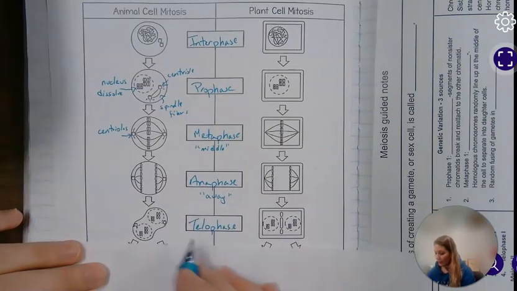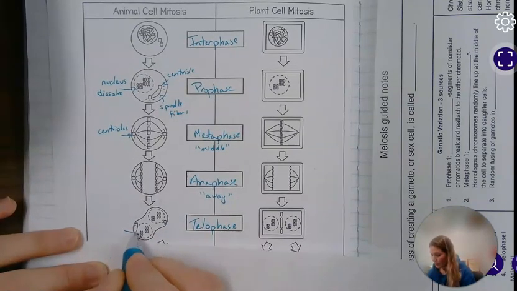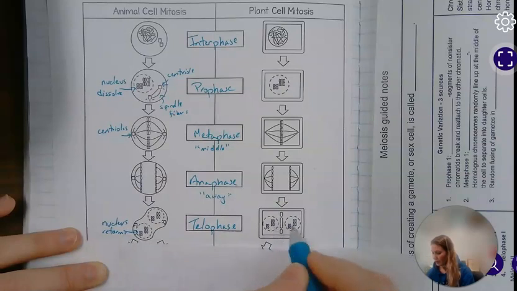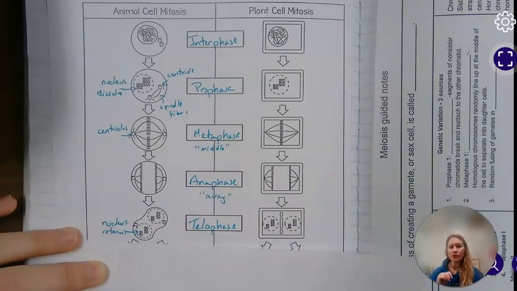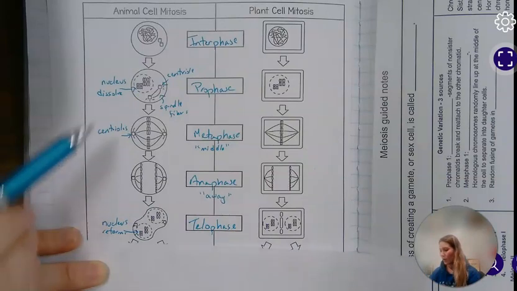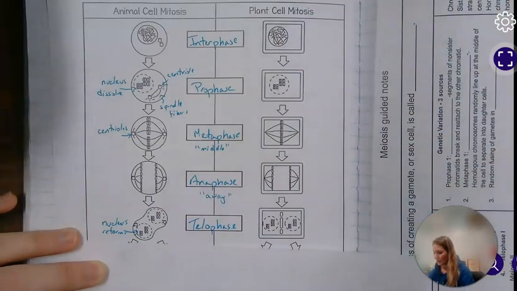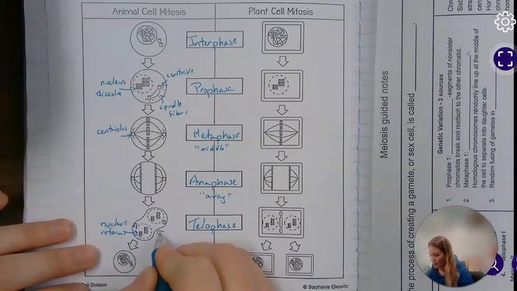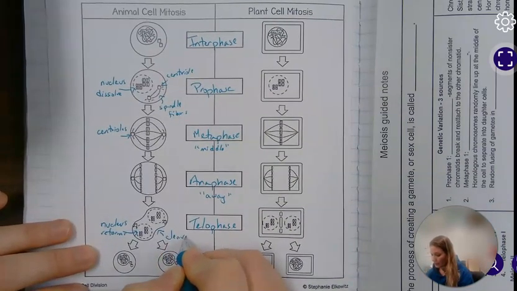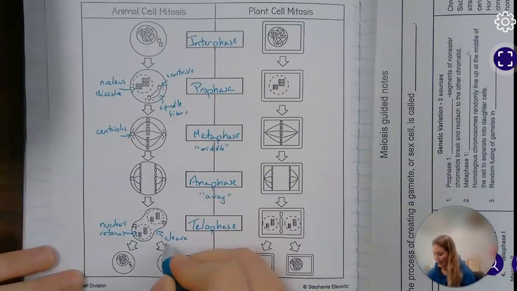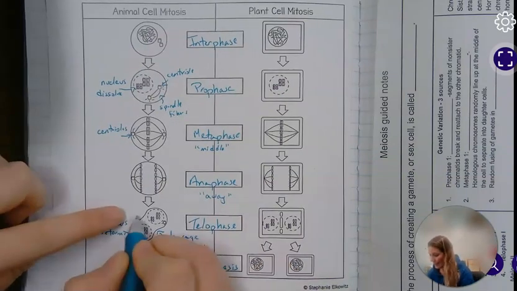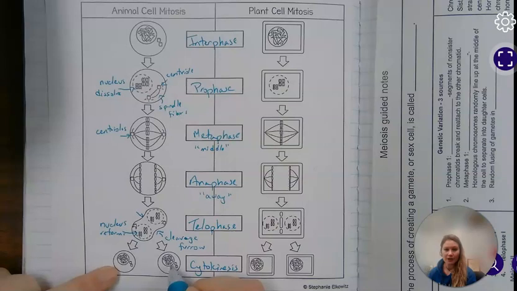And then telophase. This is when our nucleus will start to reform. Nucleus reforms. And then here is where mitosis will start to be different, whether we're talking about an animal cell or a plant cell. After telophase, we have cytokinesis. For an animal cell, cytokinesis involves pinching of the cell membrane in a cleavage furrow. That pinching creates our two daughter cells.